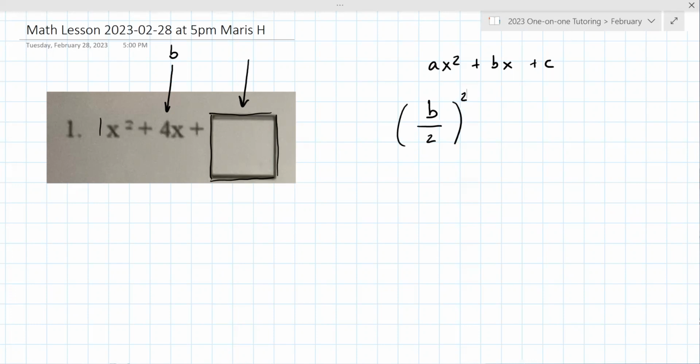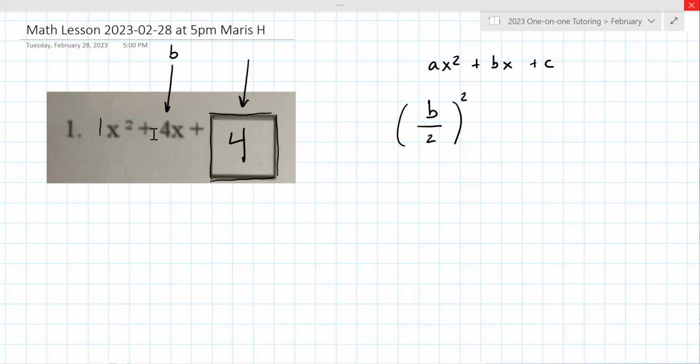Did you see that in class? Yeah. Okay. So you're going to take 4, cut it in half, divide by 2, that's 2, and then square it, so that becomes 4. Is that okay?